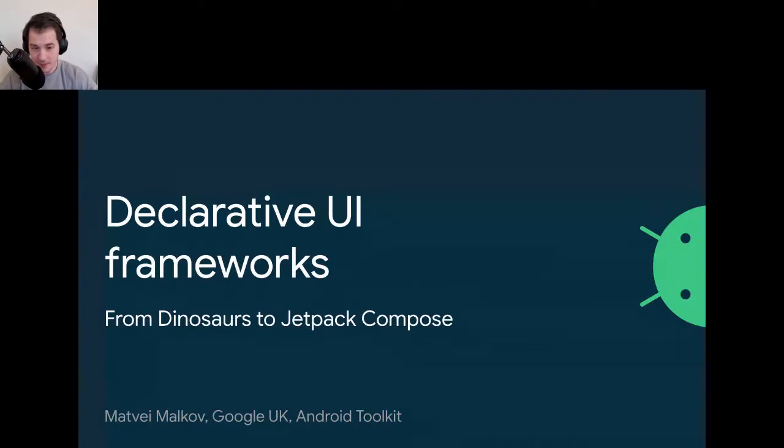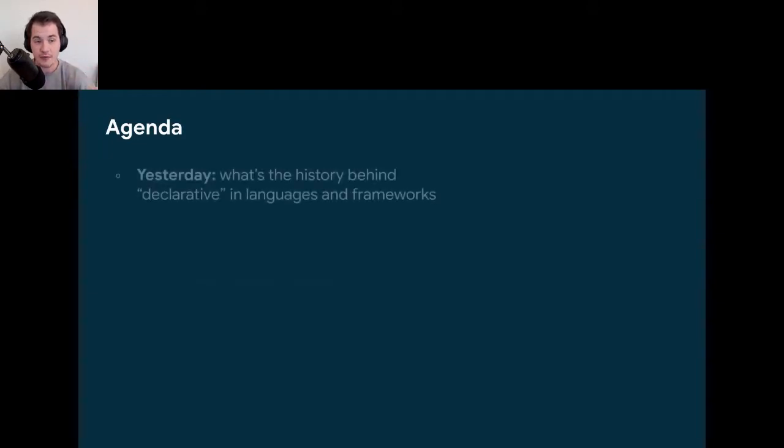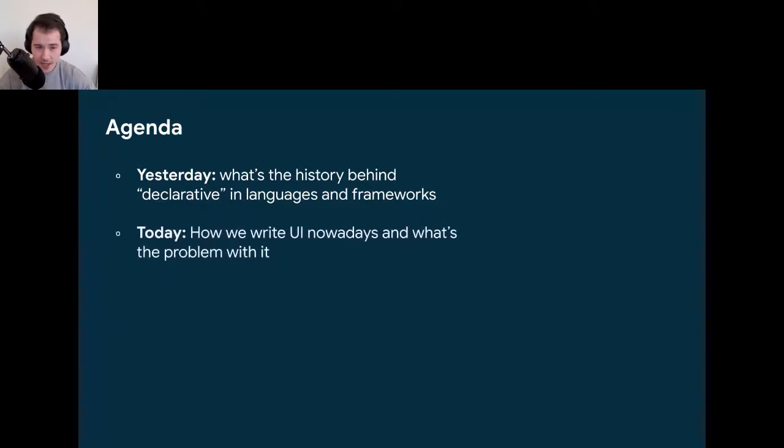So hello, welcome to my talk. As I said, my name is Matvei Malkov, and today we will be diving into the history of the declarative UI framework: what they were before, what is declarative, what is imperative, etc. As this is kind of a history lesson, we will talk about a few things. First, we will talk about yesterday: the history behind declarative and imperative languages and frameworks throughout the history of programming. And then we'll talk about today, how we write UI today in Android, and not only in Android, but in web and everything.